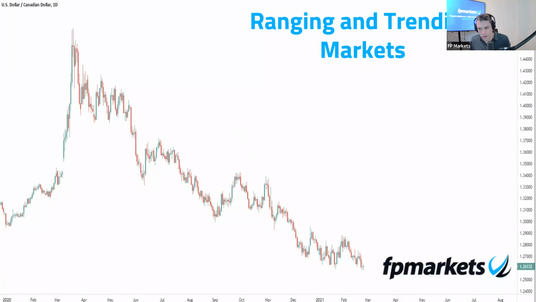If price is below the moving average, we're in a downtrend. If two moving averages cross each other, if the shorter term moving average crosses below the longer term moving average, then you're in a downtrend. So there's different ways of defining a trend. You can also use the ADX indicator, which is another way of defining trend.